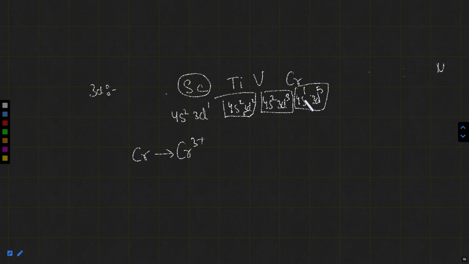Three electrons are removed. So 1 from here and 2 from here. That would result in 3d3. Okay, so Cr3+ will have 4s0 and 3d3. Now you can see that vanadium also has the same number of d electrons. See? 3 and 3 electrons. So these two will show similar magnetic and electronic property.